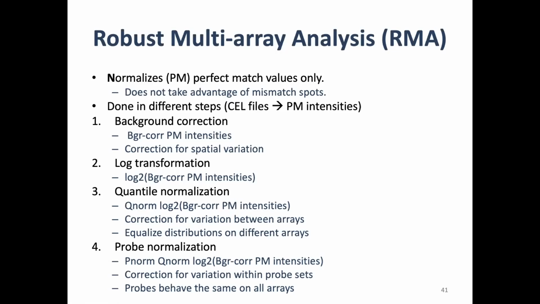So this will help to correct the variation between arrays and also equalize the distribution of different arrays. And also it does probe normalization, and this allows for correction for variation within probe sets. And the probes behave the same way on all the arrays. So the advantage in this robust multi-array approach is it not only corrects within probes, but the correction is done across different arrays.